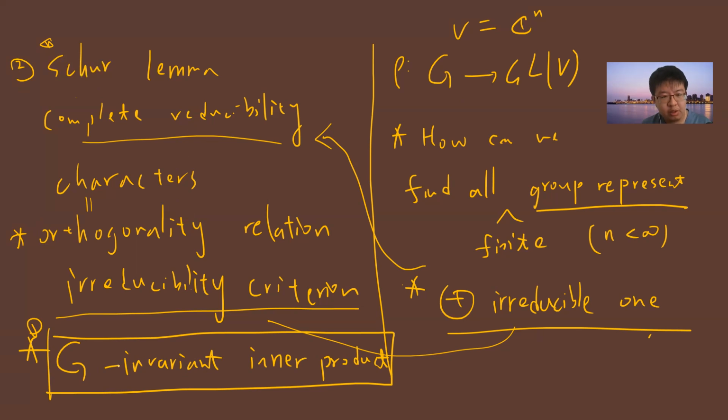So in this video, I focus on the G invariant inner product, and our goal is to prove that any group representation can be decomposed into irreducibles. I also need to talk about what an irreducible representation is. But in order to prove it, we need to define a thing called a G-linear map.